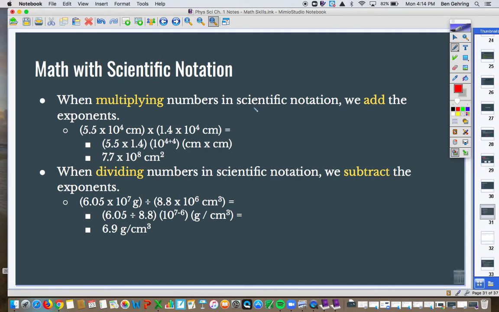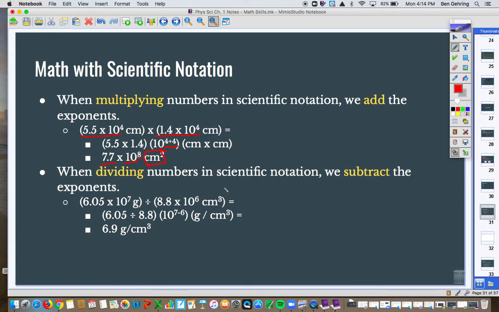So for example, if we have 5.5 times 10 to the fourth centimeters times 1.4 times 10 to the fourth centimeters. We're going to take 5.5 times 1.4, and we're going to add 4 and the 4, because those are my two exponents. So times 10 to the 4 plus 4. So 5.5 times 1.4 gives 7.7 times 10, and 4 plus 4 is 8, so there's 10 to the 8th. And because I multiplied centimeters by centimeters, I have centimeters squared. That would be our unit if we were to find the area of something.